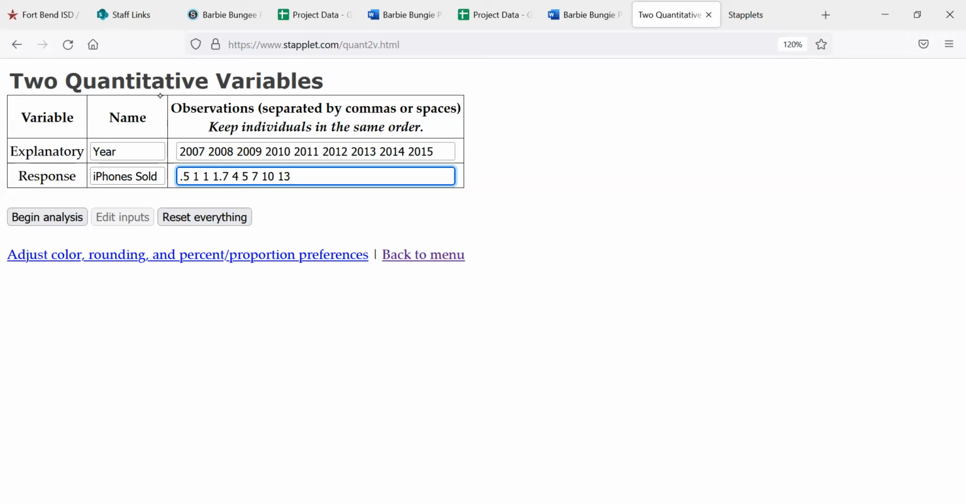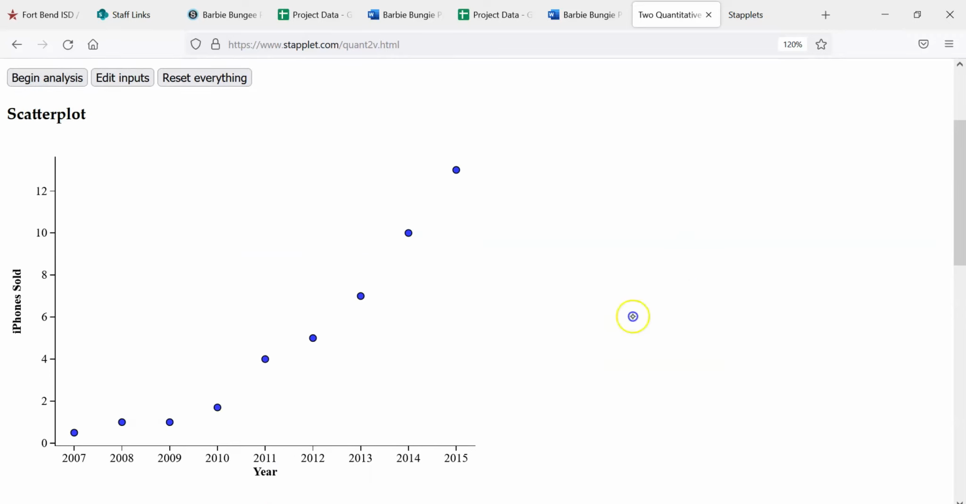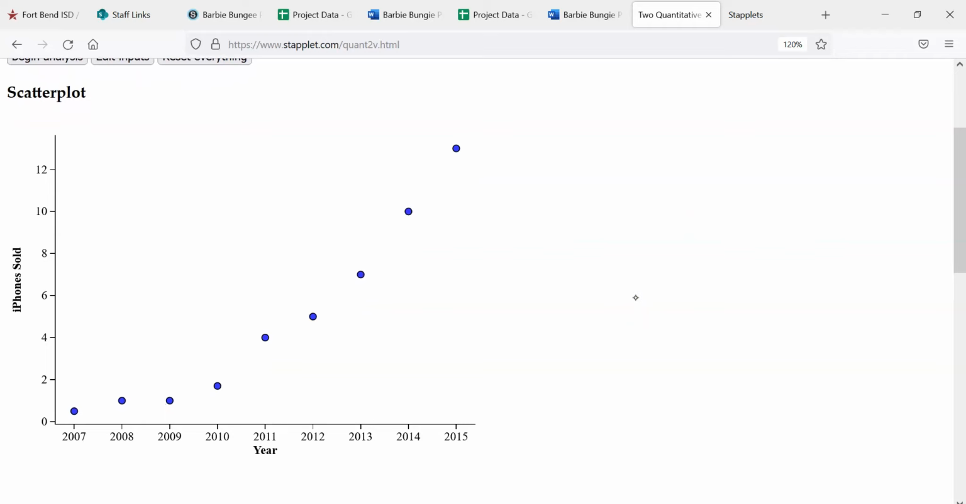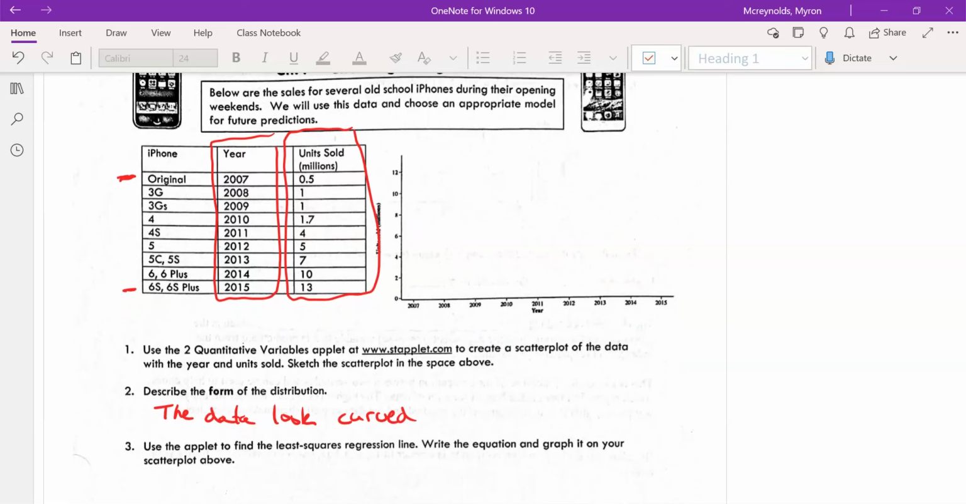All right, so now that we've got these in, I'm going to hit Begin Analysis, and you can look at the scatter plot here. This is what my scatter plot looks like. You'll need to plot it on your paper. I've got it right here. You should have it on your computer as well. But you can see it doesn't look like a straight line. It looks like it's curving a little bit, like that right there.